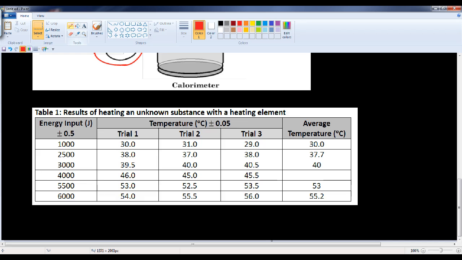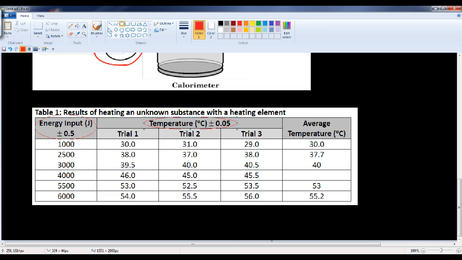Okay, to understand a table, first of all, you need to notice what's the quantity for each column. So here's the energy given, and the unit is joule. Sometimes some students might miss the importance of the unit, but here it is joule. In some cases, it might be kilojoule, so they are different, right? And then the second one is the temperature.